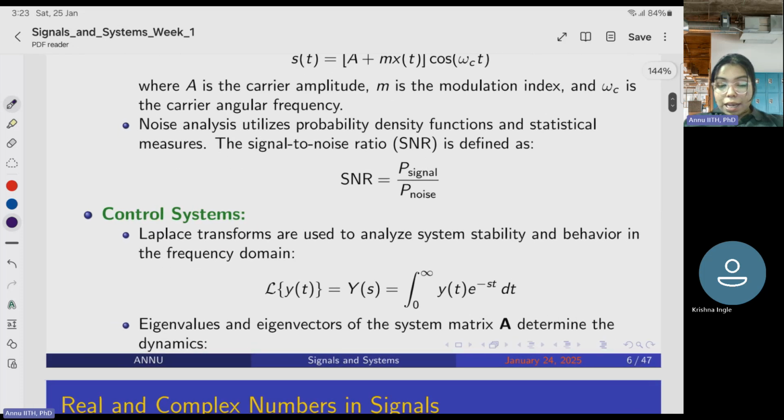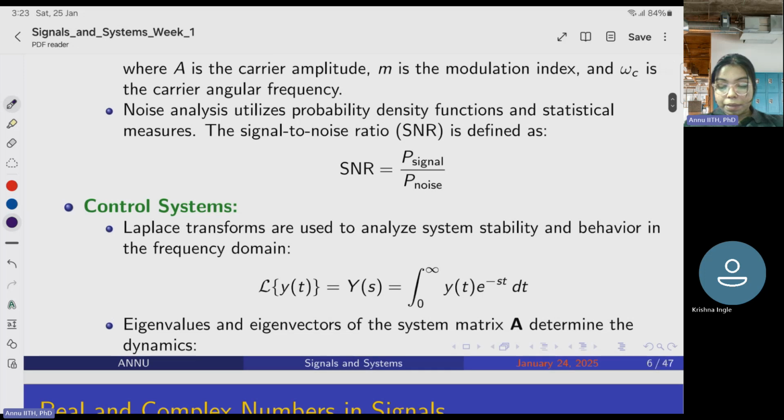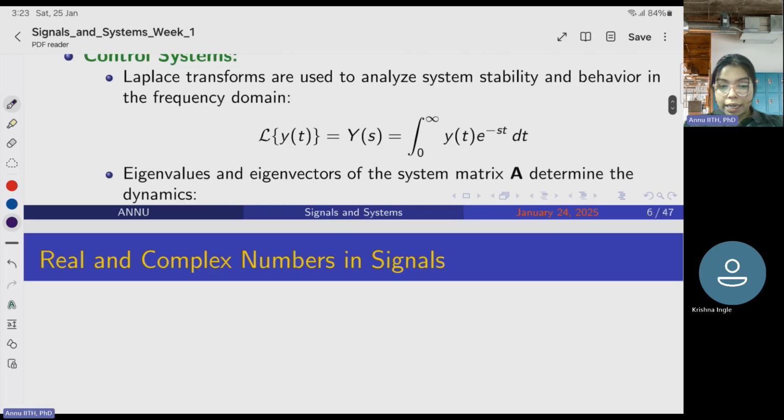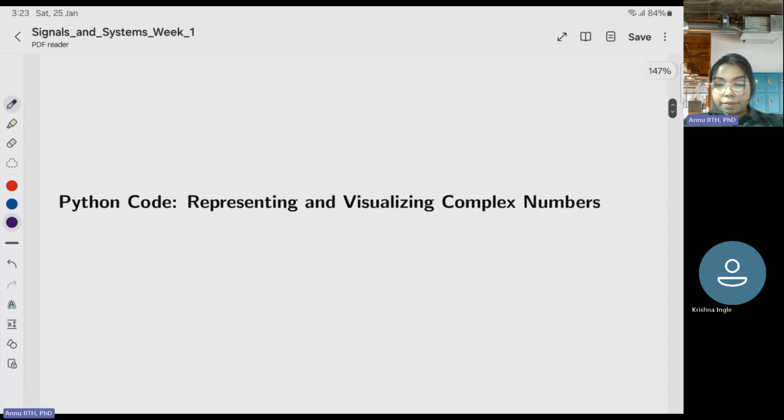Laplace transforms are used to analyze the system stability and behavior in the frequency domain, where the eigenvalues and eigenvectors of the system determine the dynamics. So I will show you some of the codes or the physical things, how you can see some of the signals in real time. So let me show you.